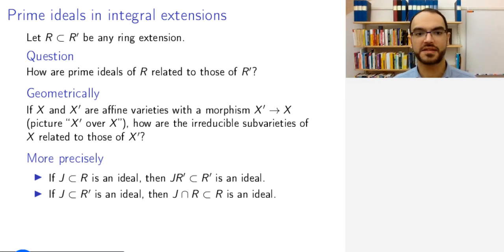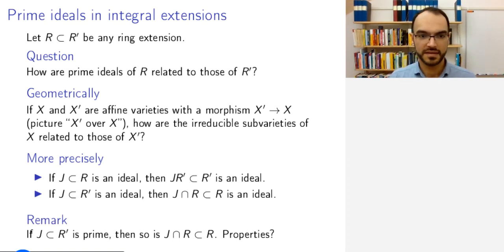So to be more precise, if you have any ring extension and an ideal in the smaller ring, then all the R prime multiples of this ideal form an ideal in the bigger ring. Conversely, if you have an ideal in the bigger ring, its intersection with the smaller ring is an ideal in the smaller ring. And if this ideal in the larger ring is a prime ideal, then its intersection with the smaller ring is prime. We've touched upon this at some point. And we want to know the properties of these.